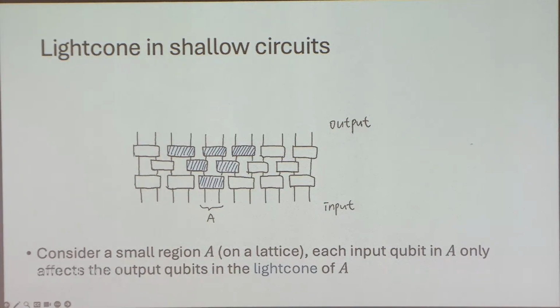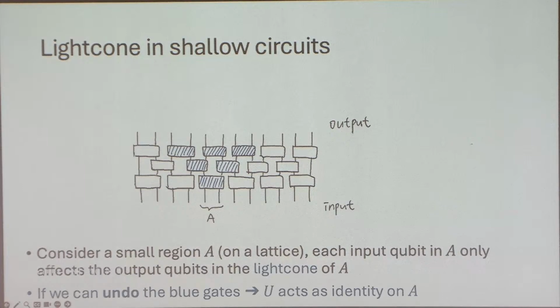So here is a naive thought. If somehow we can undo these blue gates, we can somehow just remove them, then life would be very easy because we simply have a smaller circuit which acts on smaller number of qubits, because now the action on A is just the identity, and everything else is still a shallow circuit. But of course, we cannot do that because we don't know what are the gates in the blue region.